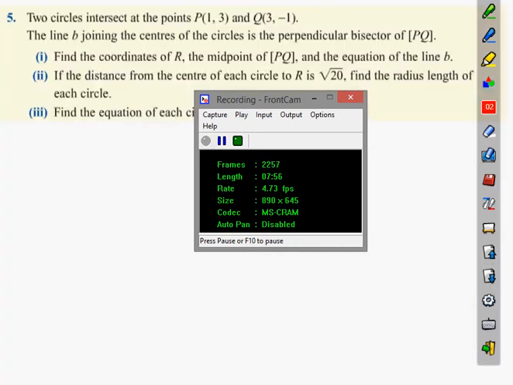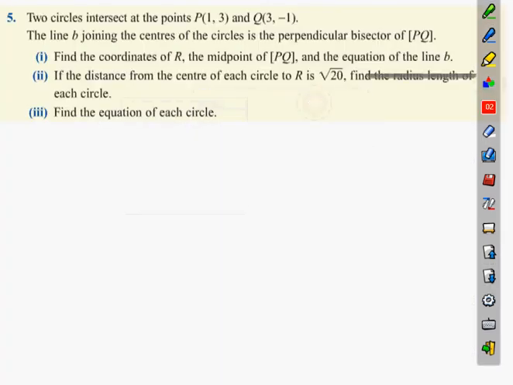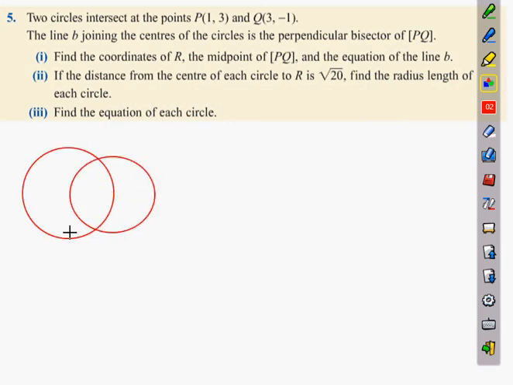Okay. Here's what we're doing. We have just question 5, okay? What we have is this. We have two circles and the two circles intersect each other at P and Q. What we're going to do with P and Q is draw a line from P to Q. This line is the chord to both circles.